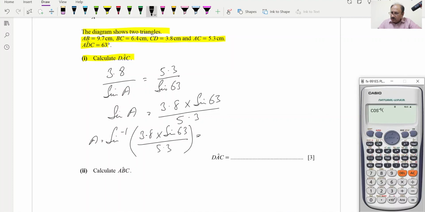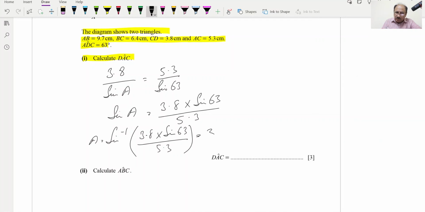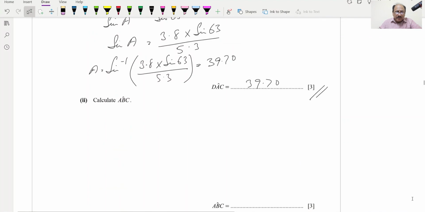So shift sine of fraction, and this will be 3.8 multiplied by sine of 63 and divided by 5.3 and bracket close, and this is equal to 39.70. So 39.70 will be our final answer for this question. Hopefully you understood this. Then they are saying calculate ABC.